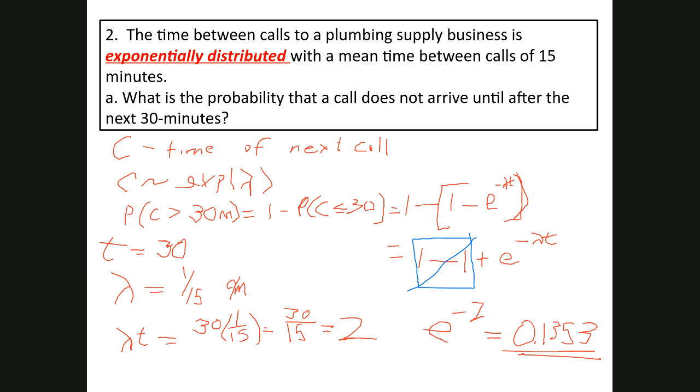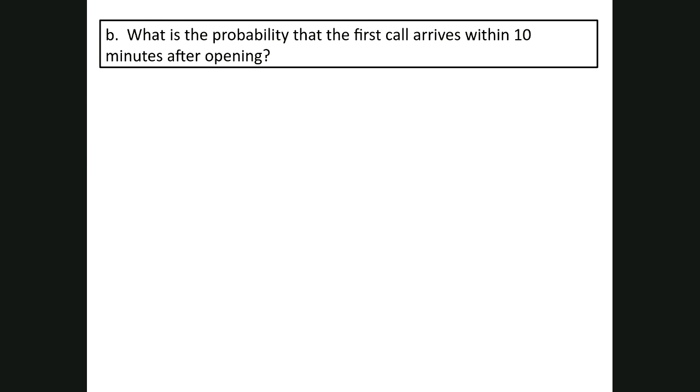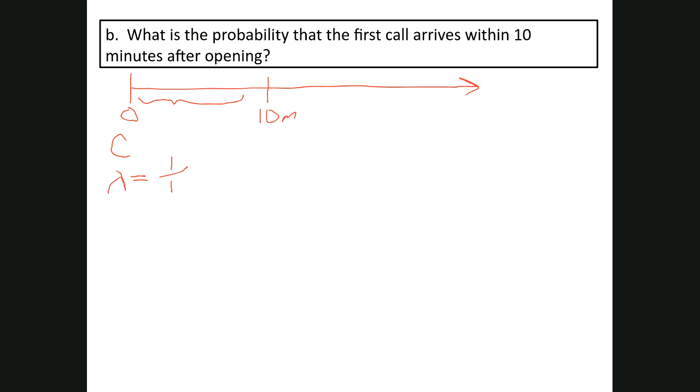Okay, next, let's go to another example. What's the probability that the first call arrives within 10 minutes after opening? So now we have the same random variable, but what's happening here? Here's our timeline. This is time 0 when we open, and here's 10 minutes. We want to know the probability that the call arrives within 10 minutes. We already know that C is our random variable, and lambda hasn't changed. It's one call per 15 minutes.